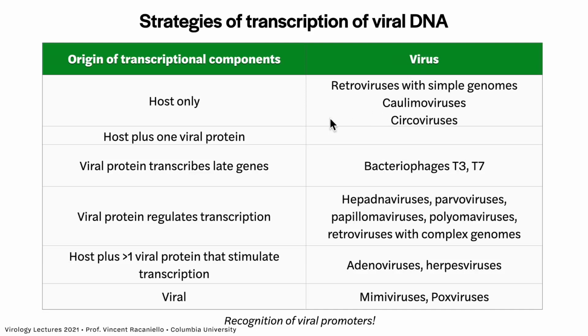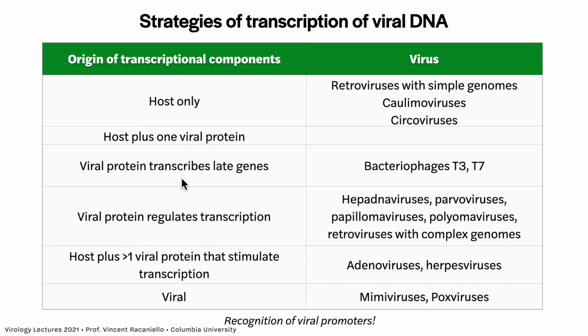mRNA synthesis. So some viruses, retroviruses, caulimovirus, a virus of cauliflower, right, and circoviruses that infect us, everything comes from the cell. No part of the transcription machinery is viral. Then we have a number of examples of host plus one viral protein. All right, and there's two separate categories there. One, the viral protein transcribes the late genes, and here we have bacteriophages like T3 and T7. And then we have another example of a single viral protein.